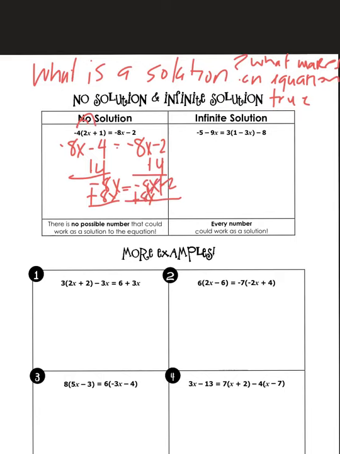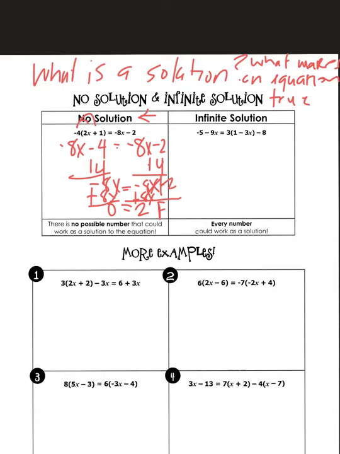And on the left side, my variable term cancels out, and what I'm left with is a false statement. 0 does not equal 2. That is false. If you're solving an equation and the variables cancel out, and what you're left with is a false statement, then there is no solution.